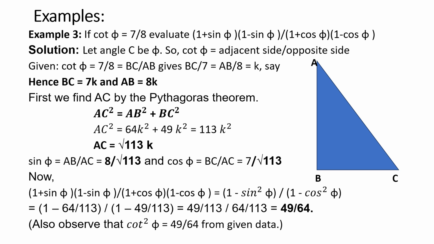Same way cos phi is adjacent side upon hypotenuse. Which is the adjacent side to angle C? It is BC. So cos phi is BC upon hypotenuse AC, equal to 7 upon root 113.